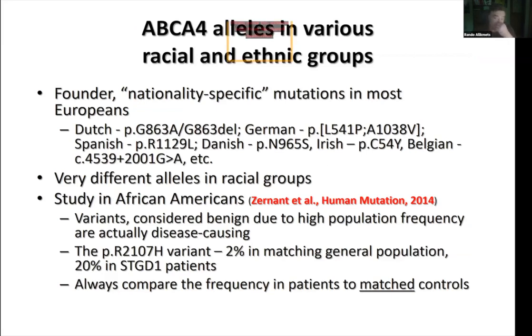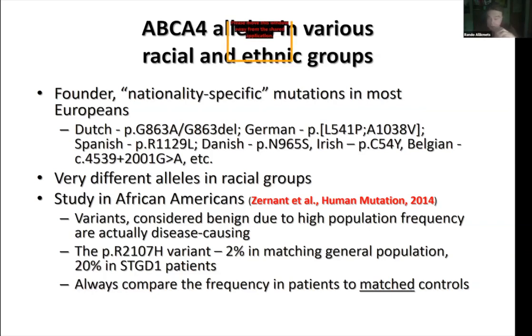Now, another thing that is, of course, quite obvious for geneticists, but is quite different in ABCA4, is that not even racial or ethnic groups, but every nationality, I would say, in Europe has its own mutation that is much more frequent in that group of people. Yeah, there is a Dutch mutation, there is a German mutation. Again, these days, of course, people admix a lot, so it is not as clear cut.